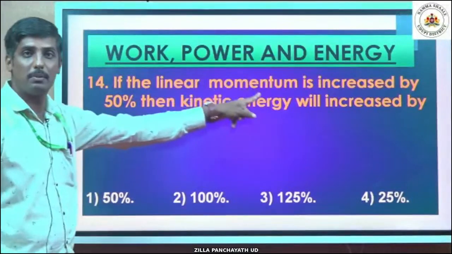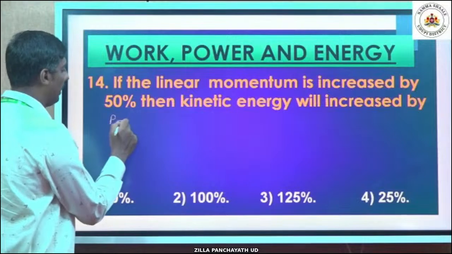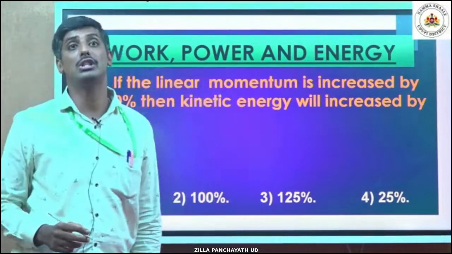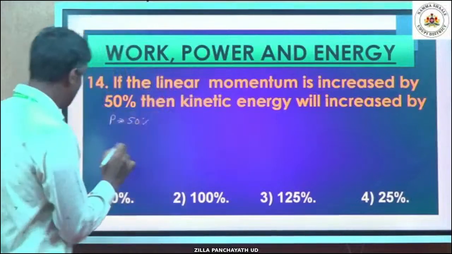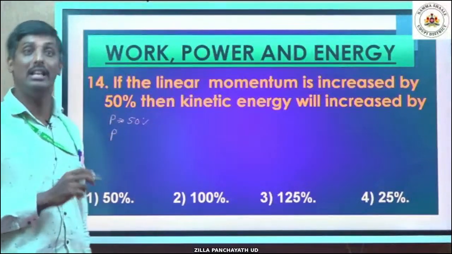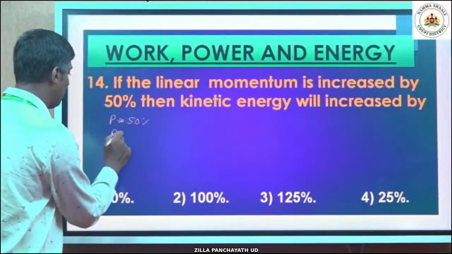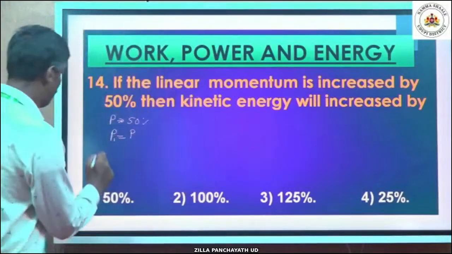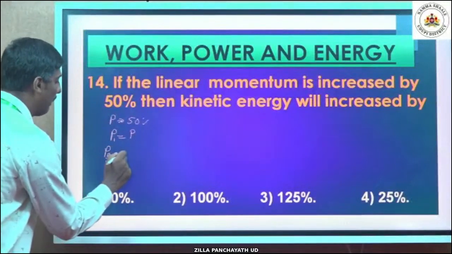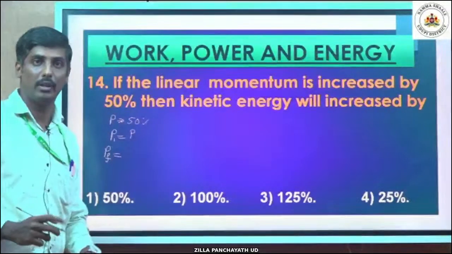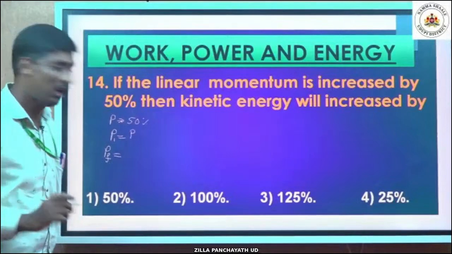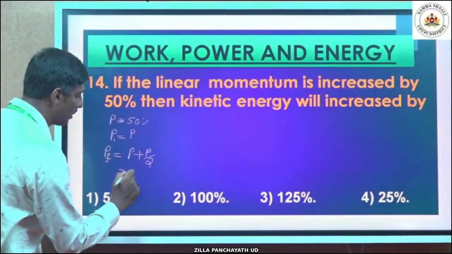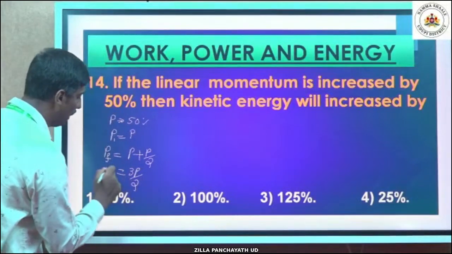If linear momentum increases by 50%, that means the momentum is increased by 50%. So what was it before? Simply take the initial momentum as p. It increases by 50%, so what is the final momentum? Initially it was p, and 50% means half more. So p increased by p divided by 2 becomes 3p by 2. This is your pf.